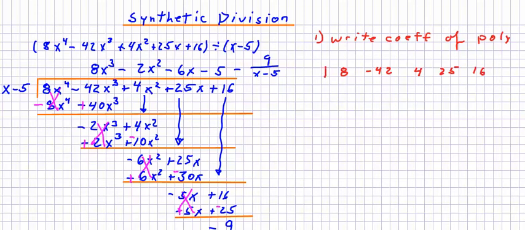Over here, we write the opposite of the number in the divisor. So this is a minus 5, I'm going to put a 5. And then we draw a line. So I'm going to draw a line here.